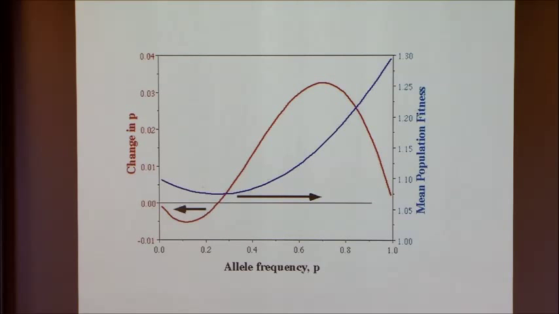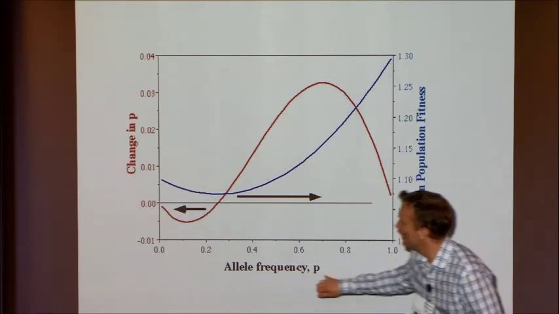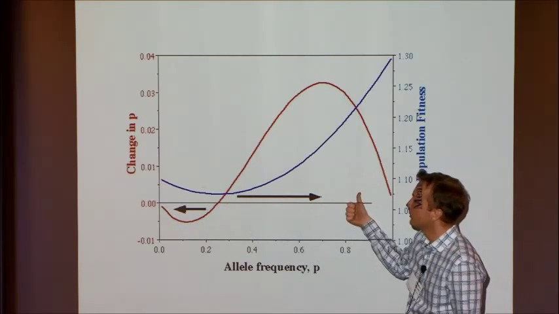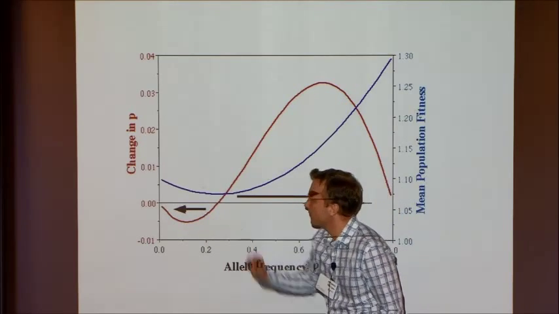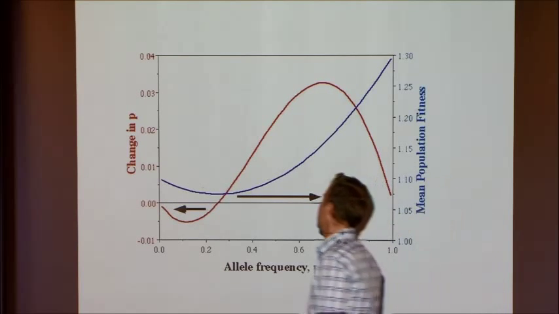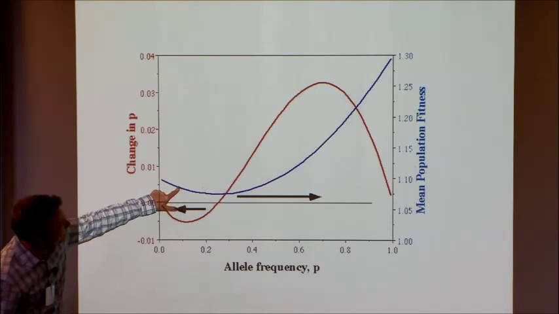So one way to look at it is like this. If you have the allele frequency here, P, there will be some point to the right of which the allele frequency will increase. To the left of that, the allele frequency will decrease. You can also take the average fitness in the population and plot that. That's what you have in the blue curve.